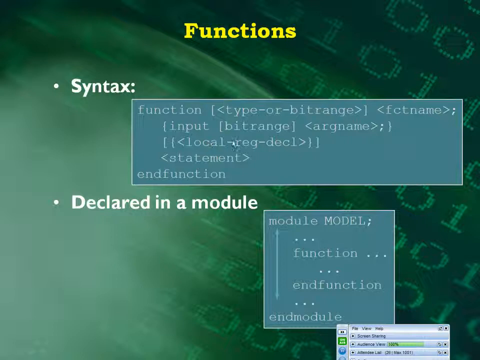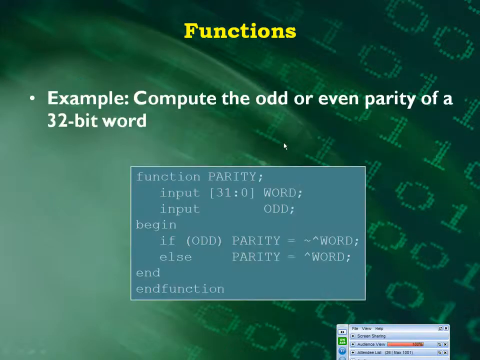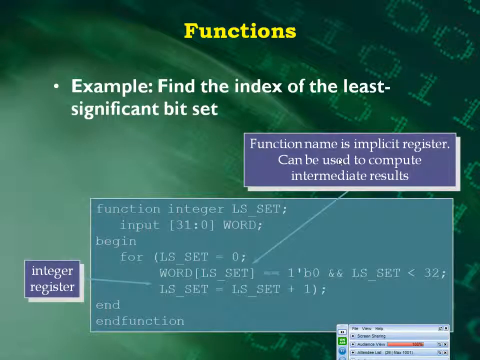And you can also have optional local register declarations, but we didn't do it in here. We just had a couple of these inputs. So we had two inputs. Then our statement here is a compound statement. So here's what we're doing for our calculations or whatever, and then end function.